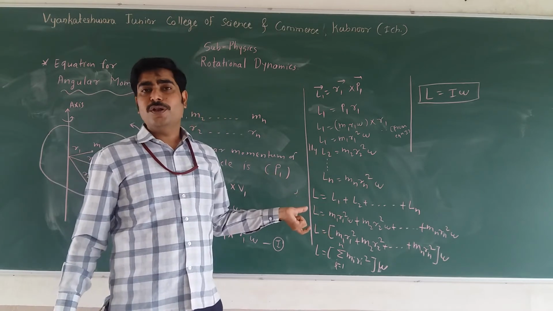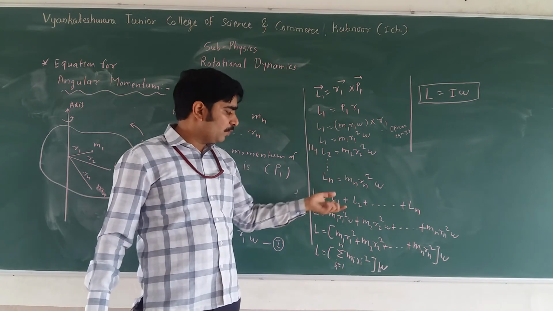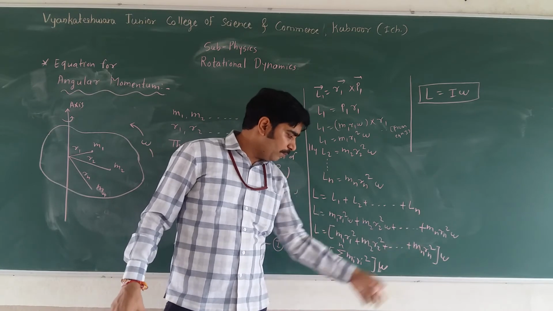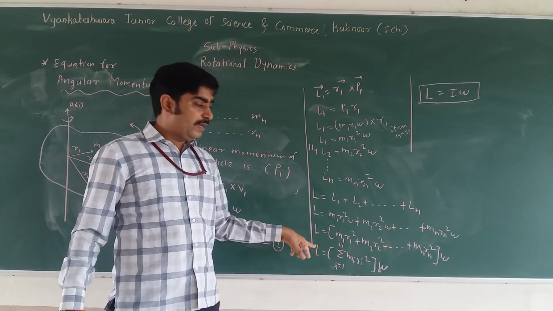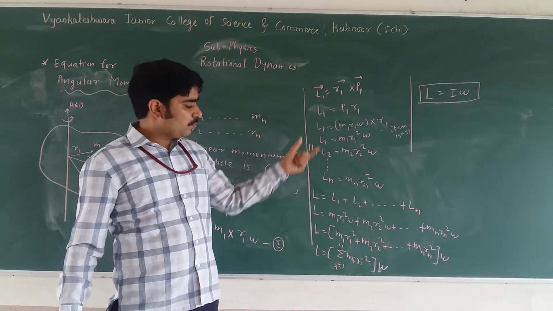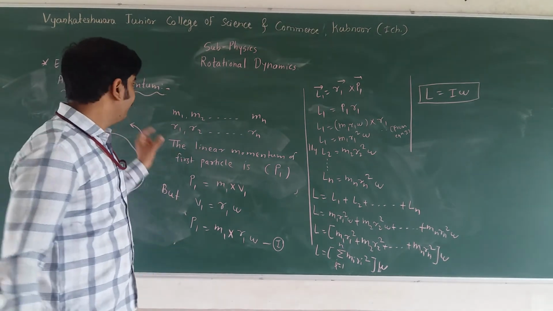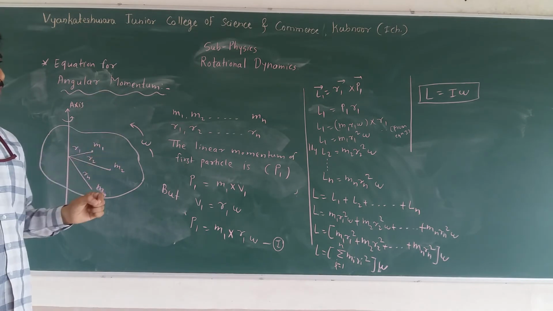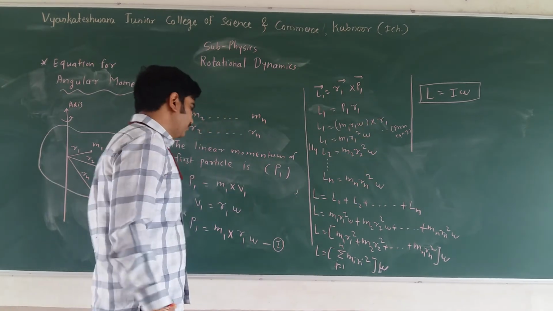Now the total angular momentum is the addition of L1, L2 up to Ln, and if we substitute we are getting (m1 r1 square plus m2 r2 square up to mn rn square) times omega. Now if we add the bracket, we are getting summation of mi ri square, i is equals to 1 to n, into omega. So L is equals to I omega. This bracket is nothing but the moment of inertia. So finally, we have got the equation for angular momentum as L is equals to I omega, where I is the moment of inertia and omega is the angular velocity.